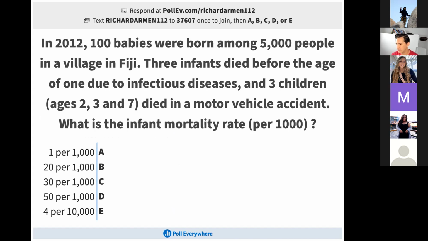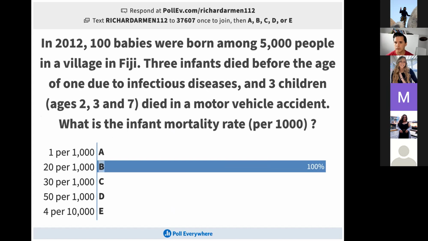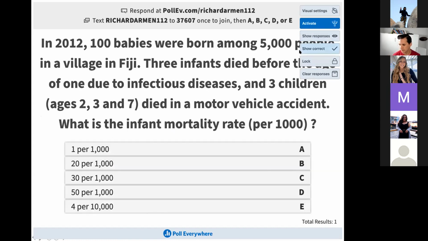This one, you do have to do a short calculation. We just talked about infant mortality rate. This is not the exact same question as what was on your sample problems, FYI. So if you've done the sample problems or you have them open and you're answering it, it is similar, but there's one thing that changed. So make sure you're looking at that.